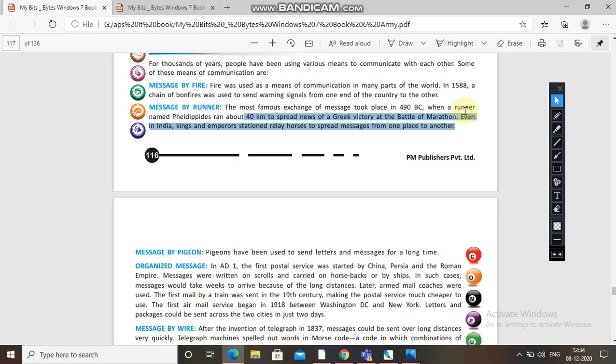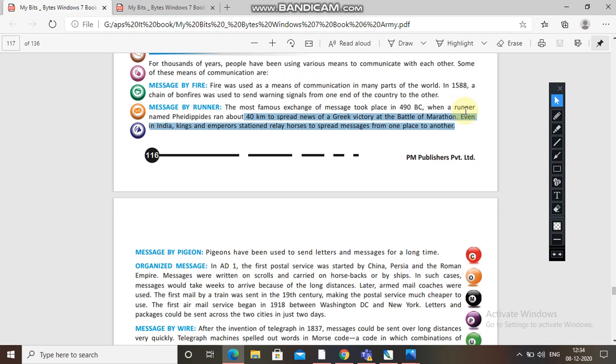Later, armed mail coaches were used. The first mail by a train was sent in the 19th century. That means, remember this one also. After the pigeon, the organized messages were born, and first came the postal service, and second came the mail service by train. In the 19th century, this made the postal service much cheaper to use.